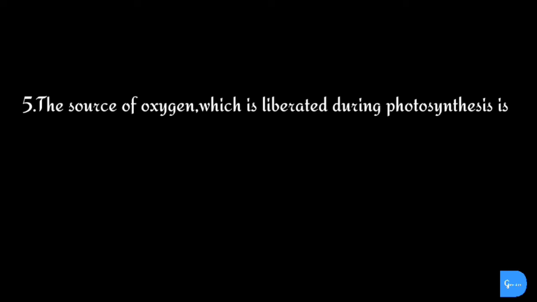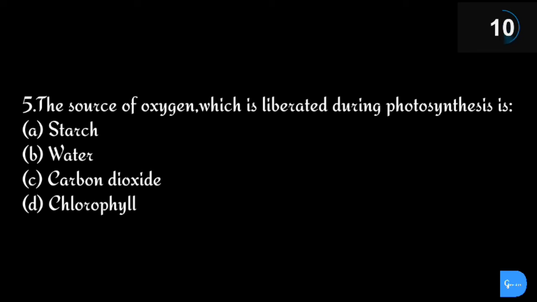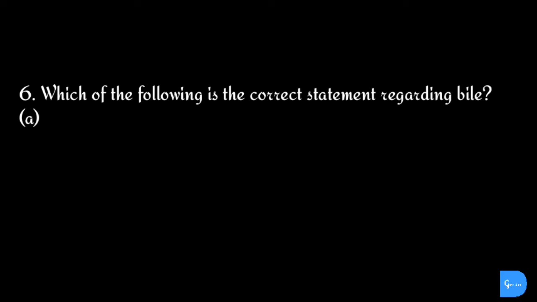Question number 5. The source of oxygen which is liberated during photosynthesis is. Options are A. Starch, B. Water, C. Carbon dioxide, and D. Chlorophyll. The correct answer is option B. Water.